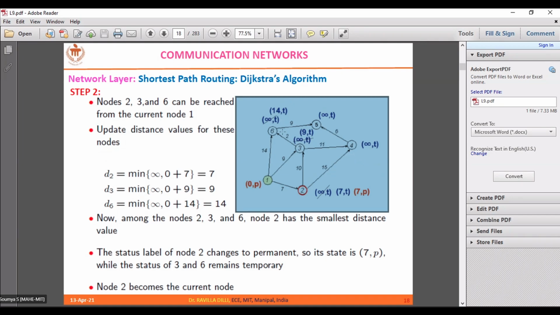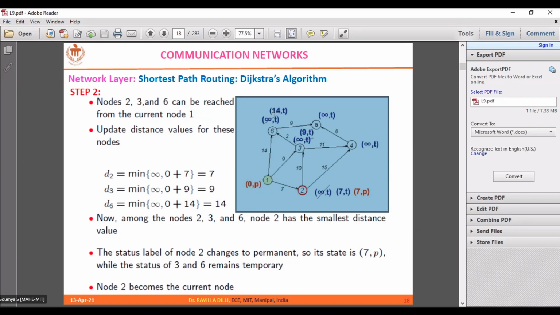Next step, look at what 1 is connected to. 1 is connected to 6, 1 is connected to 3 and 1 is connected to 2. Update those particular node costs. So what would be the cost for node 6? The cost of this link is 14 and what is existing is infinity. So what is the new cost? The new cost would be 14 comma t.